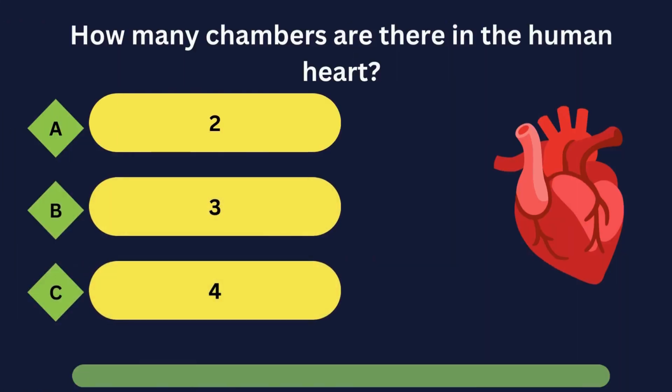How many chambers are there in the human heart? A. 2. B. 3. C. 4.